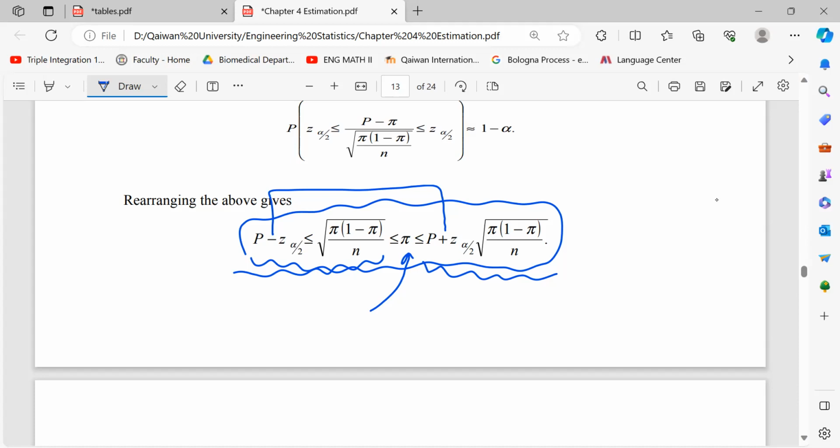What are these P, pi, and those? P and pi are both the population proportion. So it depends on only population size, which is n, population proportion, and also z of alpha over 2. We just need to find these three for obtaining the interval. We need these three: pi or p are the same, z and also n. We just need these three and calculate to get the result.